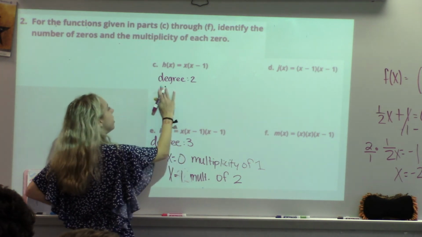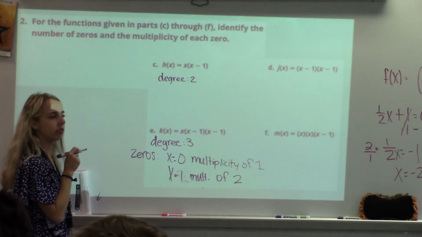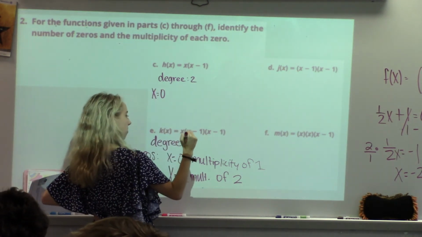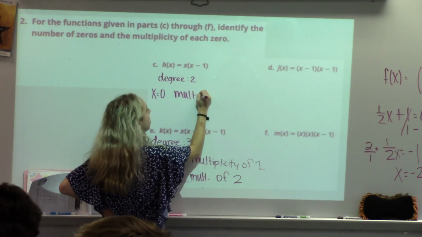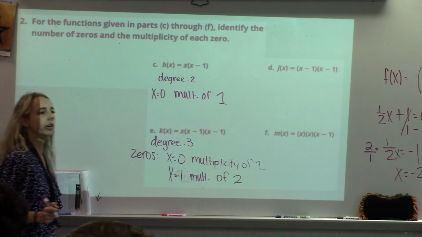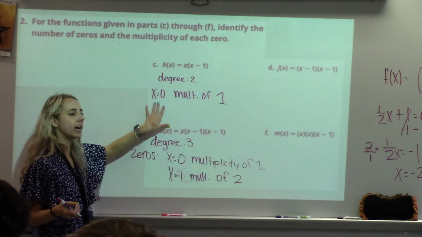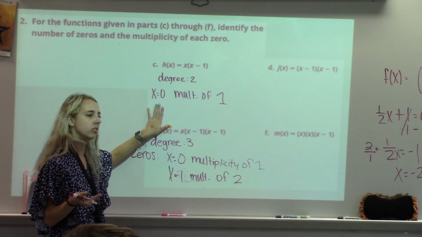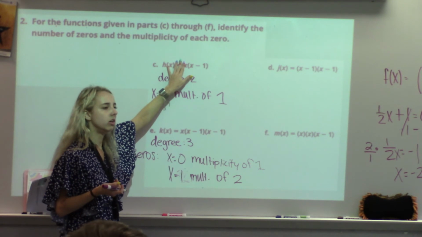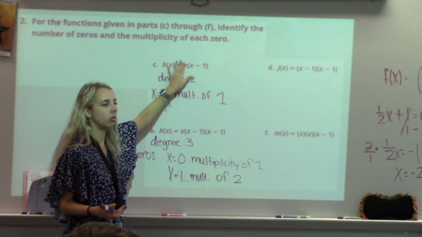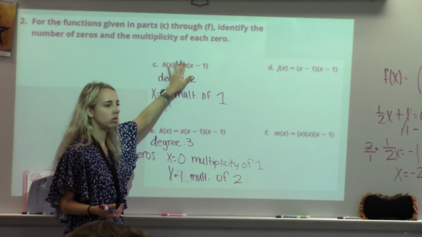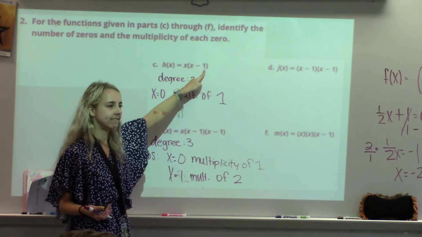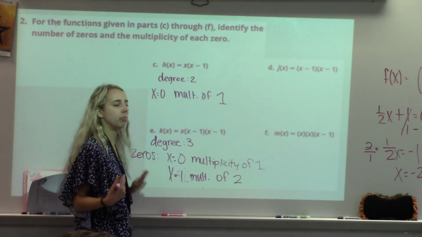Kelly, can you help me out a little bit? What's a 0 that I have in C? Okay, so we have x equals 0 with a multiplicity of 1. Well, Jaquan, if Caleb told me that I have 1 zero at 0, where would my other 0 be? What number? X equals... and how many times do I have that?